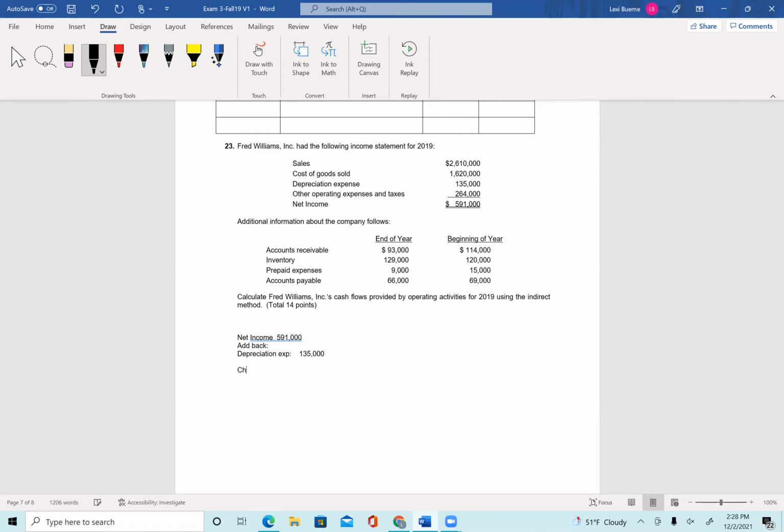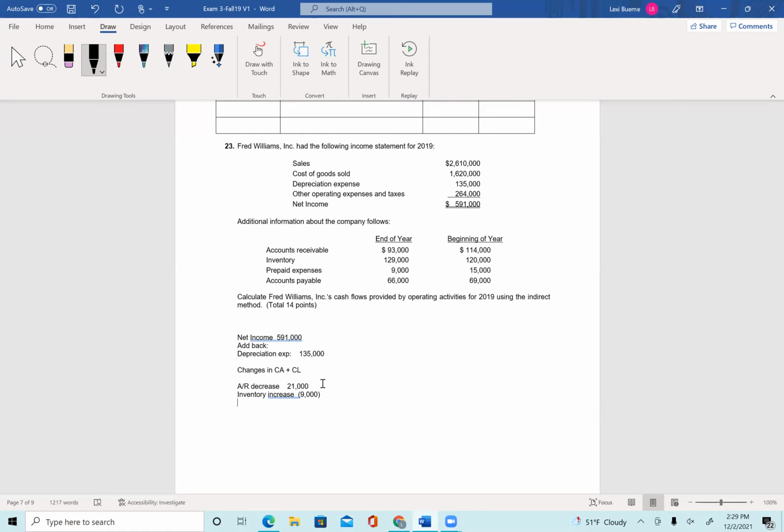And then we're going to do our changes in current assets and current liabilities. So accounts receivable decreased from the beginning to the ending, so we're going to put it in as positive. And then there was an inventory increase. So we're going to flip the sign since it's a current asset, and it went from 120 to 129. So we're going to put it in as negative. If you increase your inventory, you're decreasing your cash because you're paying for it.